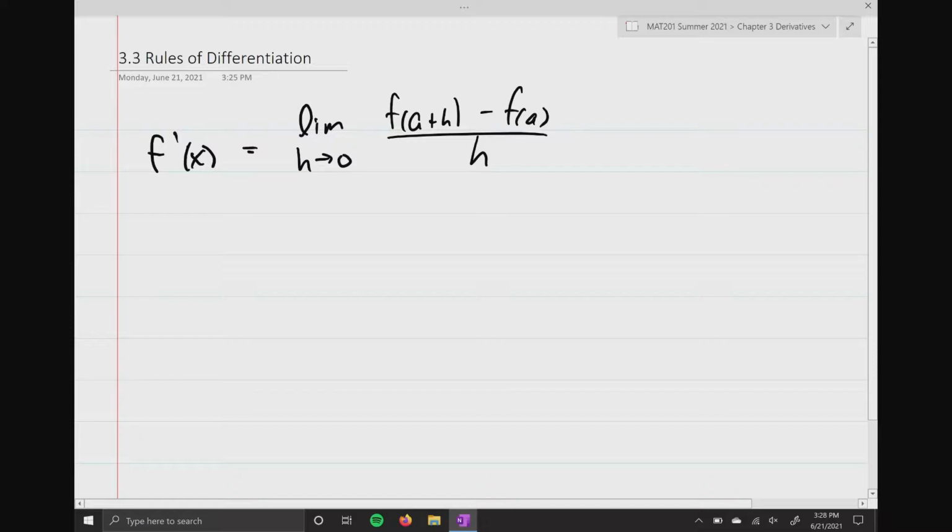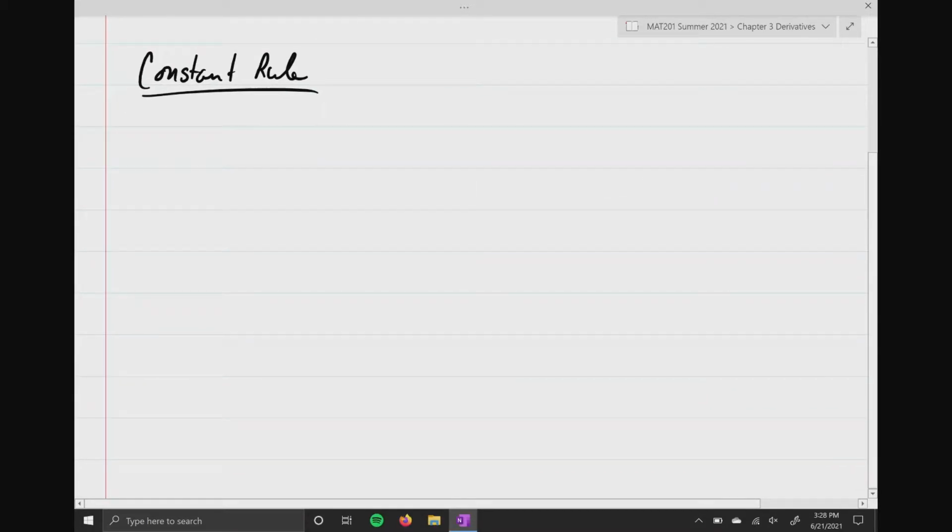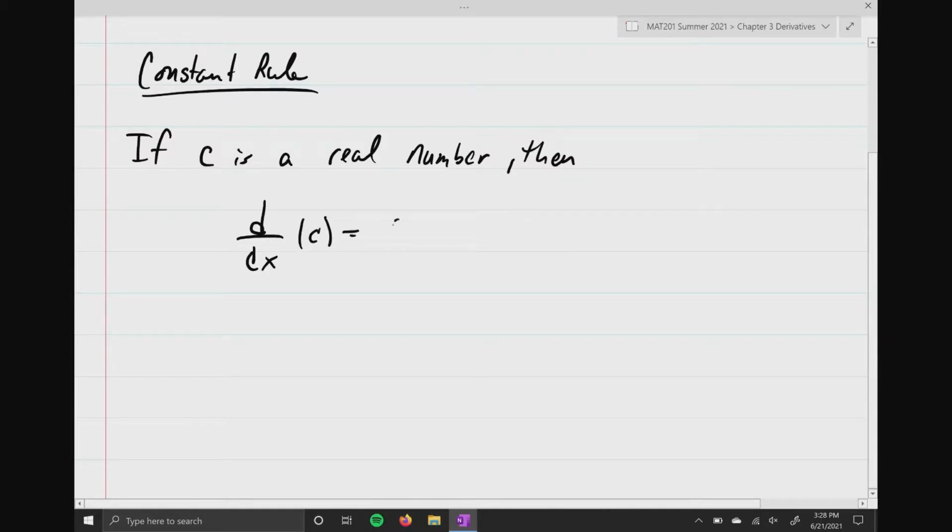So the first rule we're going to go over is called the constant rule. Now, the constant rule says that if c is a real number, then the derivative of c equals 0. So if we think about this, this should make a lot of sense.